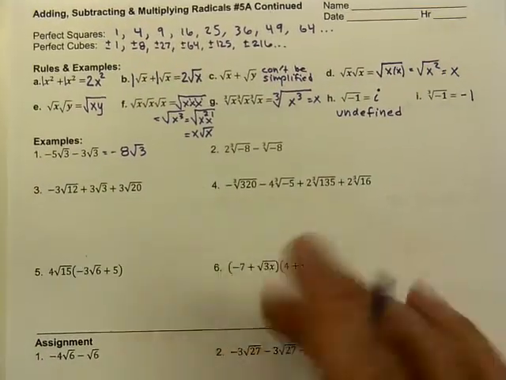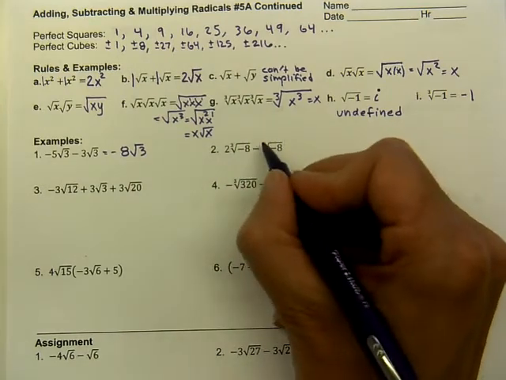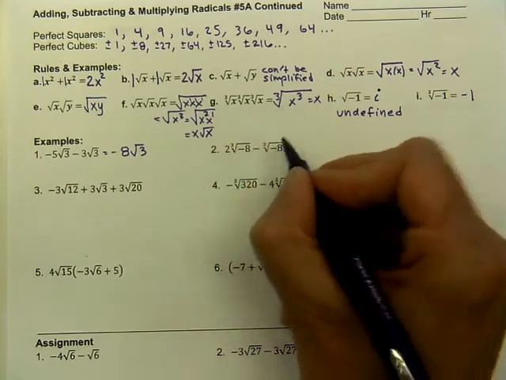Same here in number 2. I'm looking to see, do we have the same root? And we do. We both have cubed roots. They have the same value under the radical. So yeah, they are like terms.